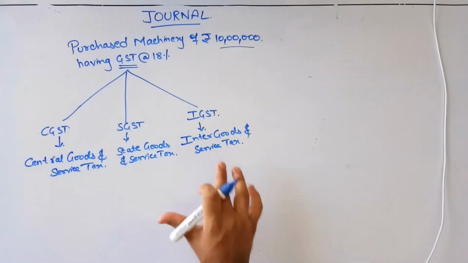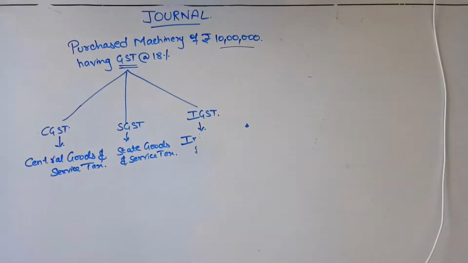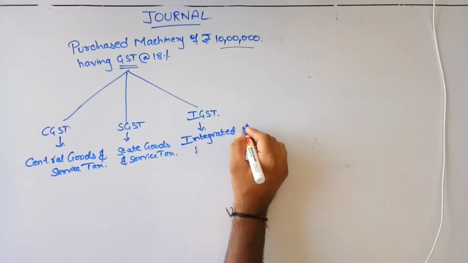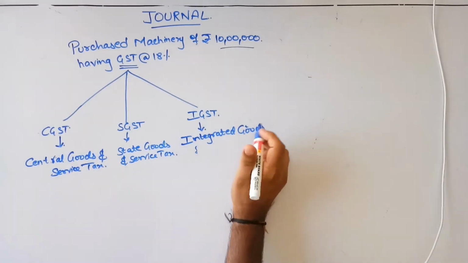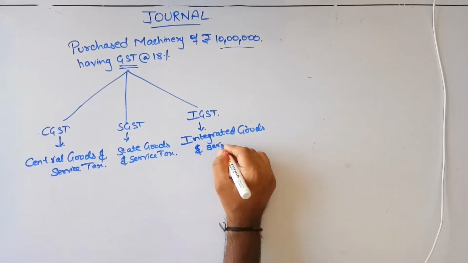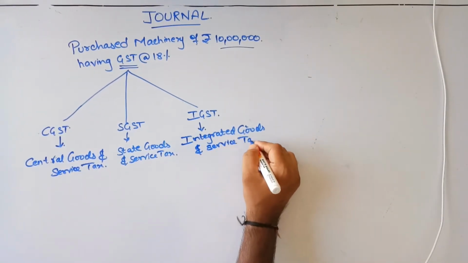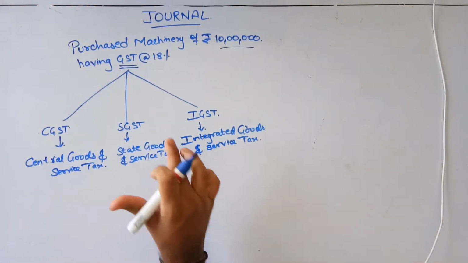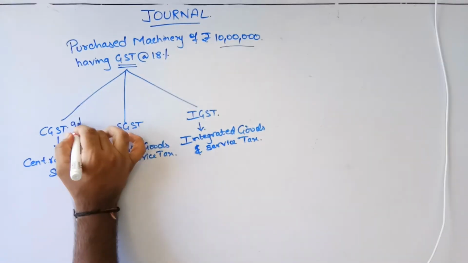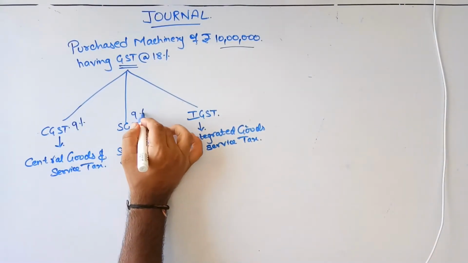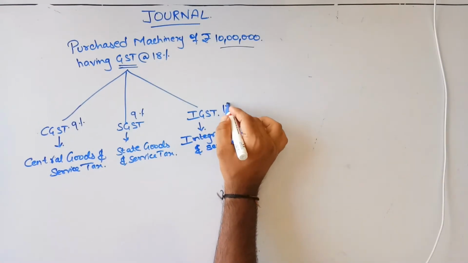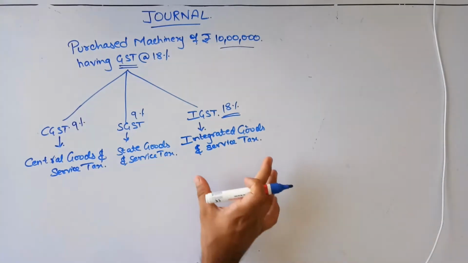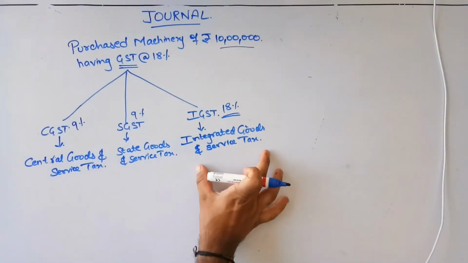I would not say inter, rather it will be integrated. Integrated goods and service tax, wherein it is complete one itself. For example, if this is 18%, this will be 9% and this will be 9%. But when it is IGST, it will be complete 18% itself. Here there won't be two bifurcations into CGST and SGST. This is completely IGST. When is this applicable and when is this applicable?